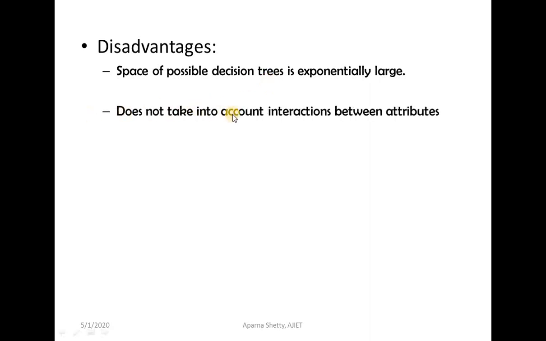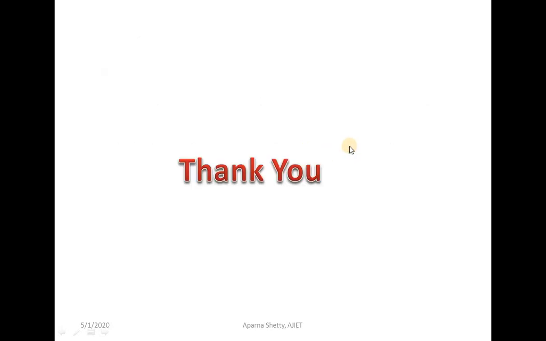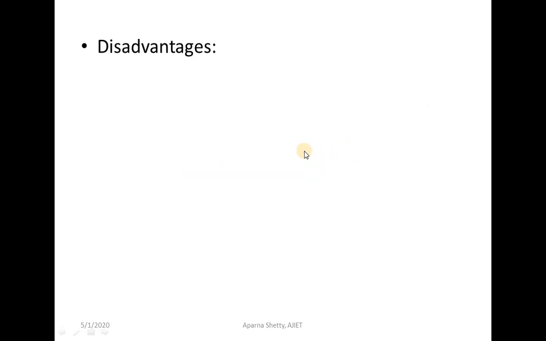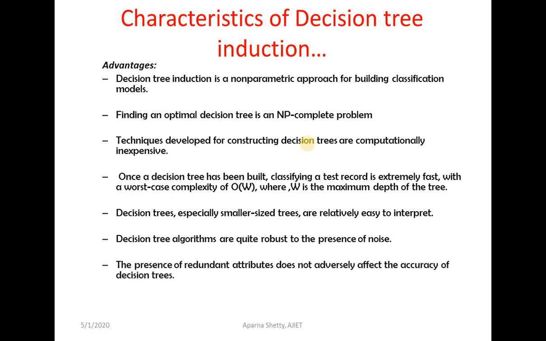Next, disadvantages. The space of possible decision trees is exponentially large. It does not take into account interactions between attributes. Each decision boundary involves a single attribute. So that was about the characteristics of decision trees. If they ask for the characteristics, you have to combine both the advantages as well as disadvantages and specify the characteristics of decision trees.